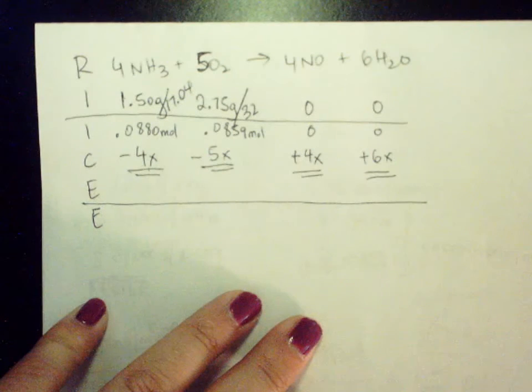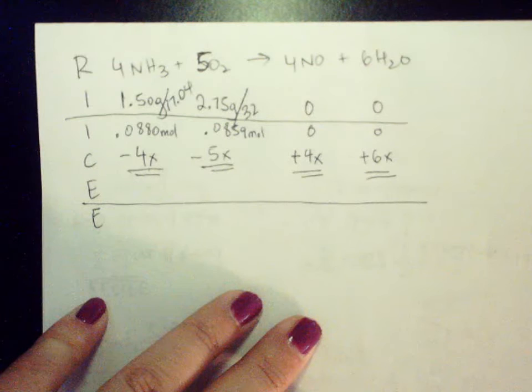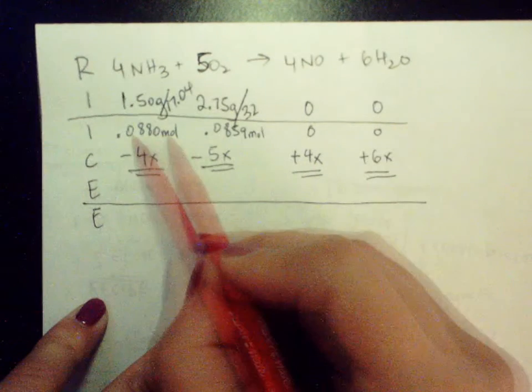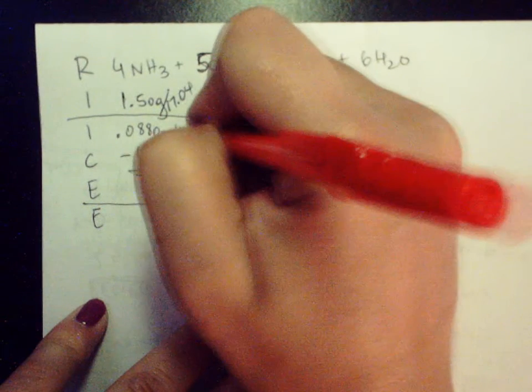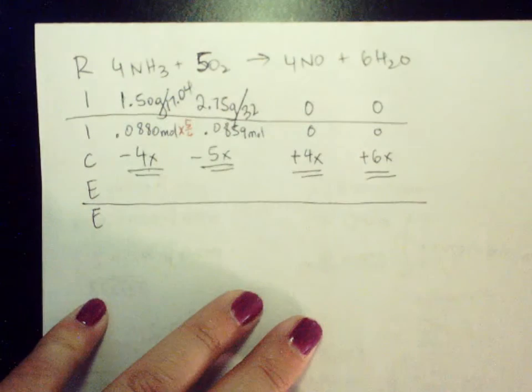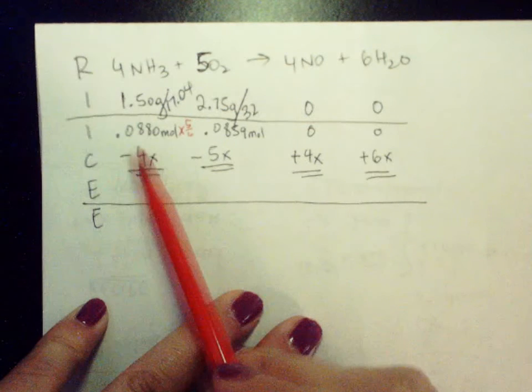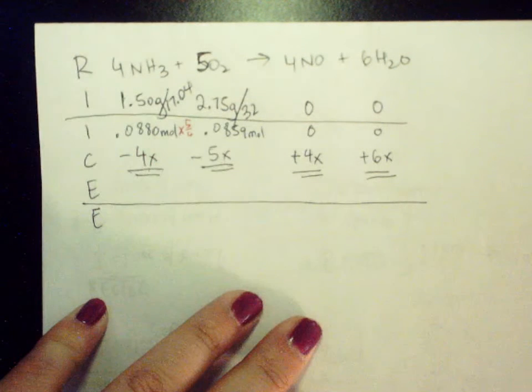All right, so I'm now done filling in my I and my C lines. So step 2, figure out who the limiting reactant is. Okay, so how do I do that? I take this first number, and what do I do? Multiply it by 5 over 4. All right, so is that going to be bigger than, less than, or equal to 0.0859?